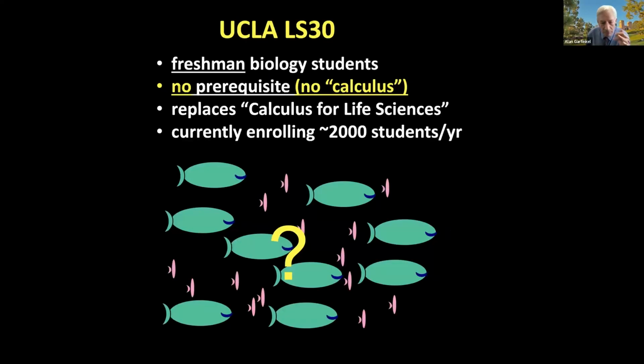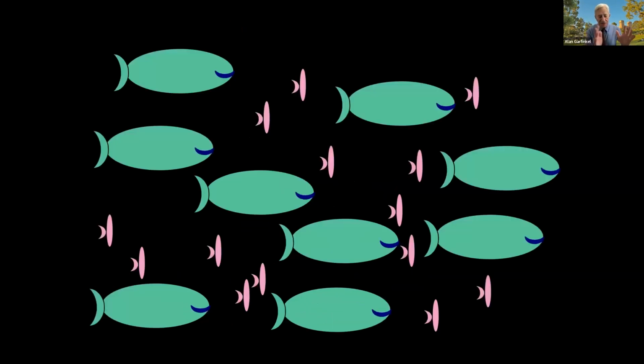So I want to tell you about our class. We call it Life Sciences 30. These are freshman students. There is no prerequisite. We offer it as an alternative to the math department's Calculus for Life Sciences, and we get about 2,000 students per year, as opposed to 70 students who choose the Calculus for Life Sciences option. So this is slide 1 on the first day of class.